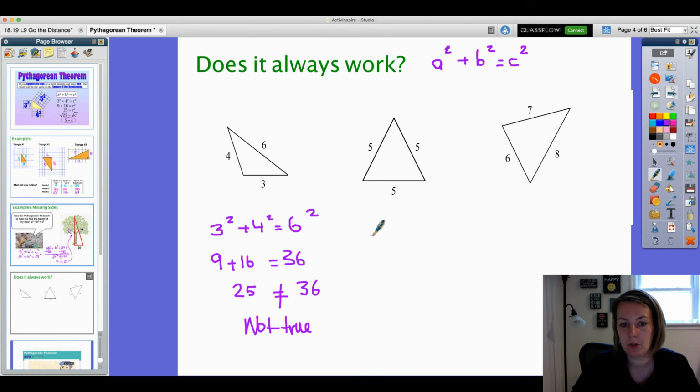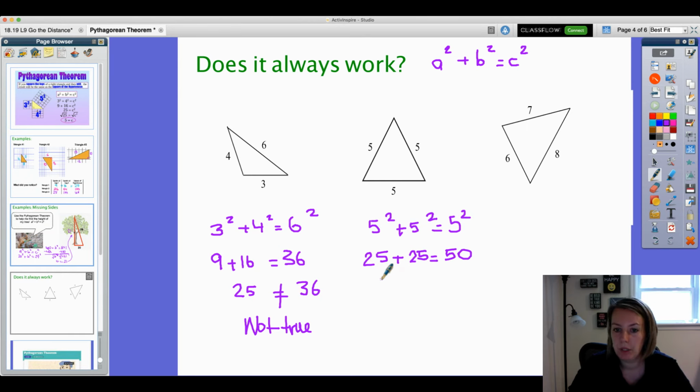Okay, so let's see here. They're all the same, so I'm just going to use one of these as a leg. So 5 squared plus 5 squared equals 5 squared. Now, that would be 25 plus 25 equals 50. That would be 25. So here you can see that that would be 50 equals 25. And you know that that's not true. So again, it wouldn't work.